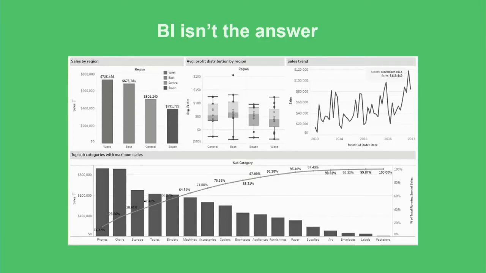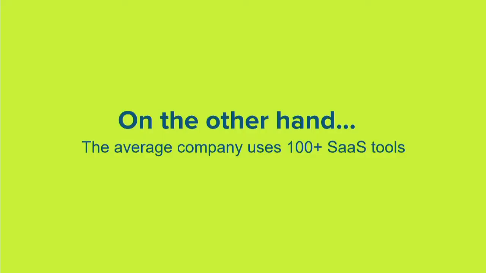So BI reports with tables and charts and graphs are not really the answer, and you can see that by how people are taking data out of these systems and bringing them somewhere else with CSVs, for example. So what is the answer?